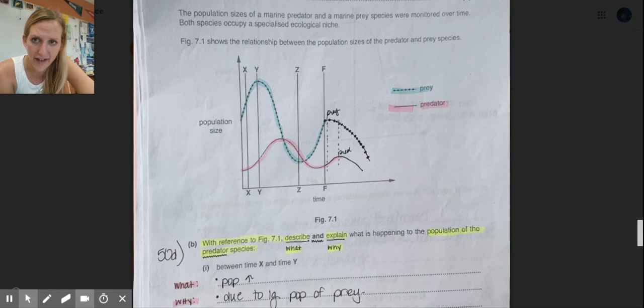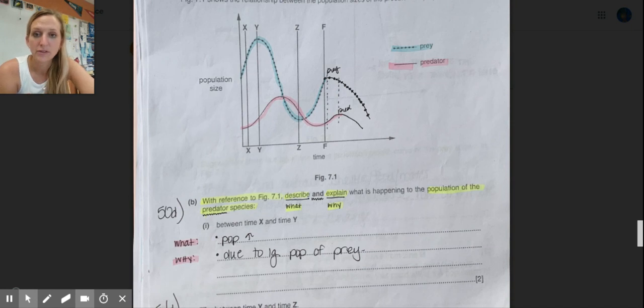Right in the beginning here at X, you see the population of prey starting to increase, but at X we're at a very low point for the predator population. The reason the prey population can start to increase is because the predator population is so low. There's nothing to eat them. At Z, your prey population is at a plummet, and you don't see that happening to the predator until where my cursor is over here, right before F. So that's that time lag.